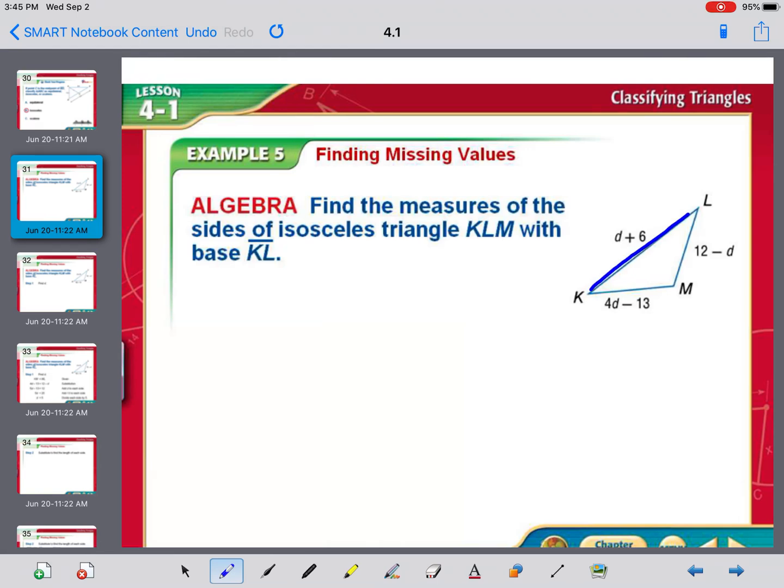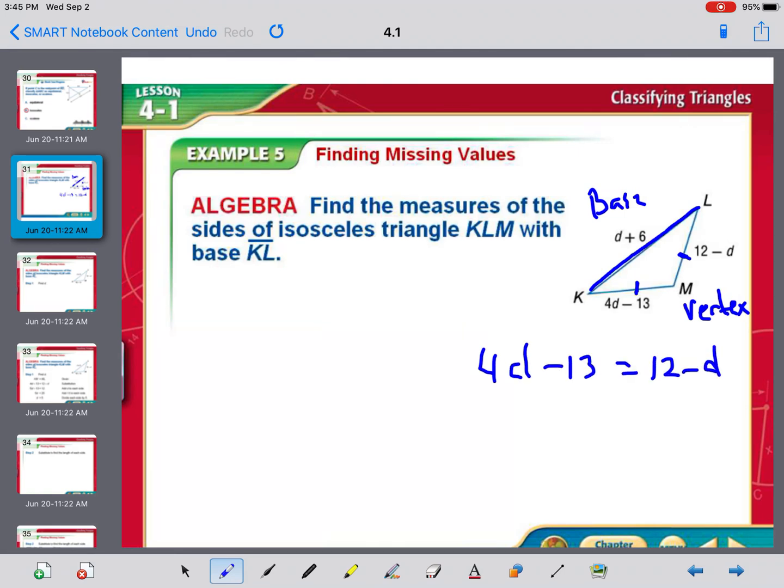Isosceles, two equal sides. Find the measure of the sides of an isosceles triangle KLM for base KL. So this is the base, and these are the two congruent legs meeting up here at the vertex. We need to see it that way. Now, because the two legs are congruent, I should know that 4D minus 13 is equal to 12 minus D. That's my equation.